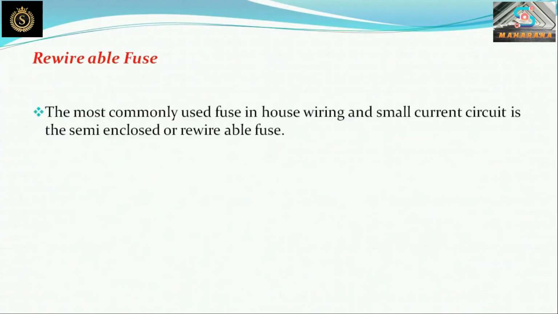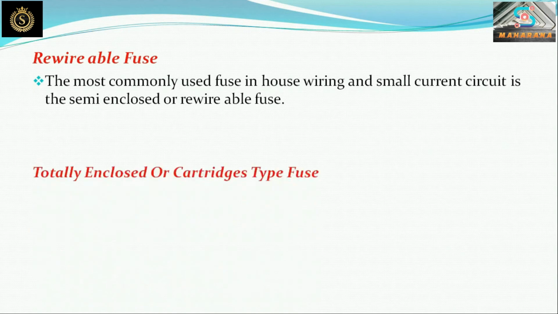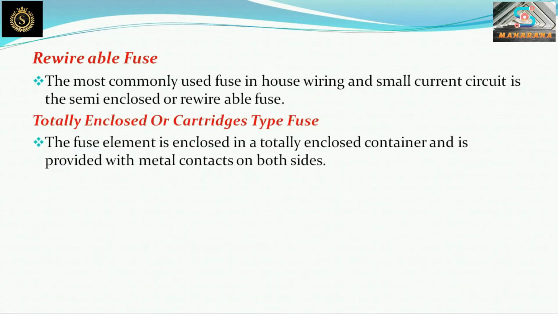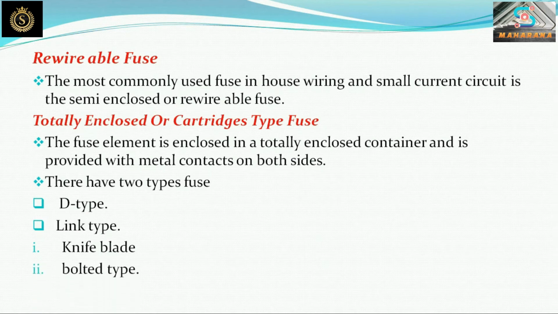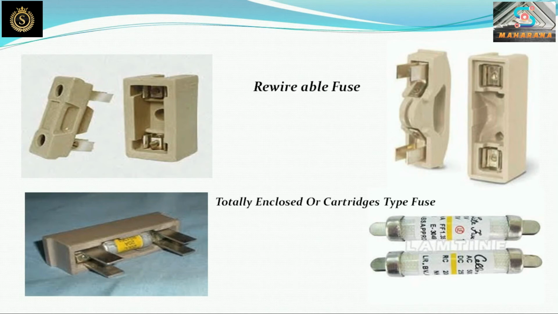Rewirable fuse. The most commonly used fuse in house wiring and small current circuits is the semi-enclosed or rewirable fuse. Totally enclosed or cartridge type fuse: the fuse element is enclosed in a totally enclosed container and is provided with metal contacts on both sides. There are two types: D-type, and link type, which includes knife blade and bolted type.